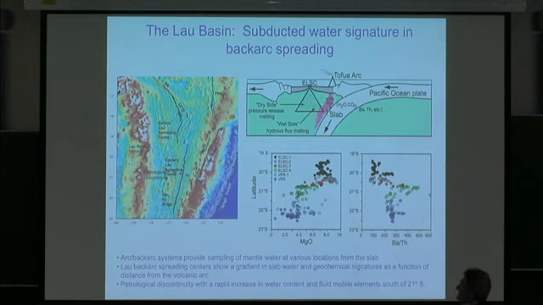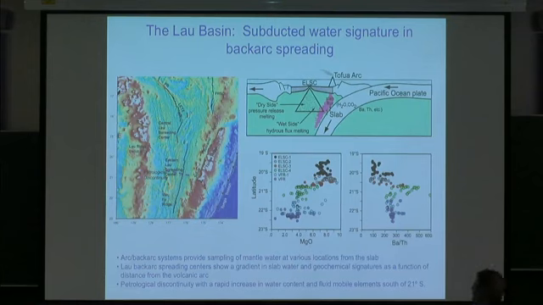It erupts pretty much normal MORB. Okay, going south along this arc, the backarc spreading center erupts larger and larger amounts of fluid mobile elements within the basalts, and eventually ends up erupting andesite at the very southern end of the backarc spreading center. And there's sort of a geochemical discontinuity here where I have this dotted line, and you can see that on a couple of these plots here.